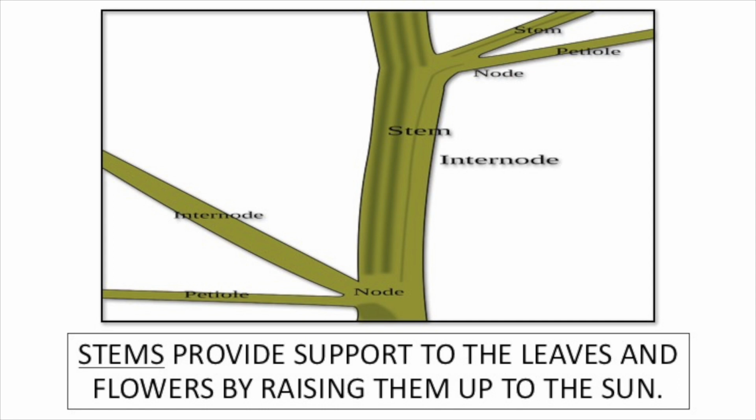Stems provide support to the leaves and flowers by raising them up to the sun. Yes, the stem we could call like the skeleton of the plant. That's like our body with its legs, arms, and back. That's the role that the stem does with the plant. It takes all the other parts of the plant where they need to be.